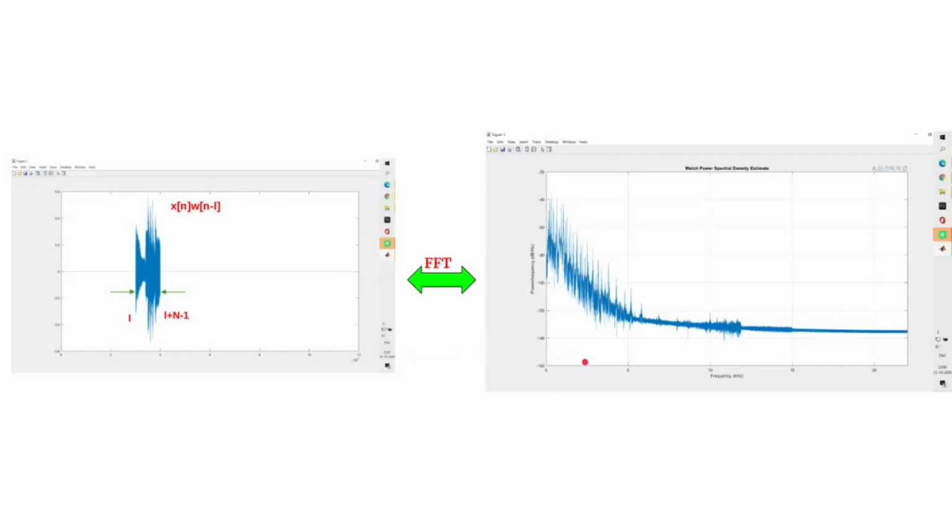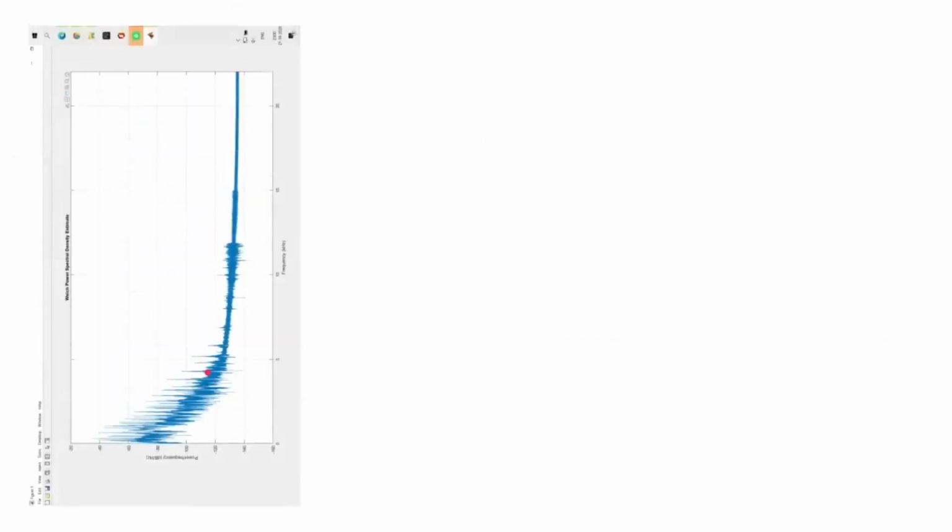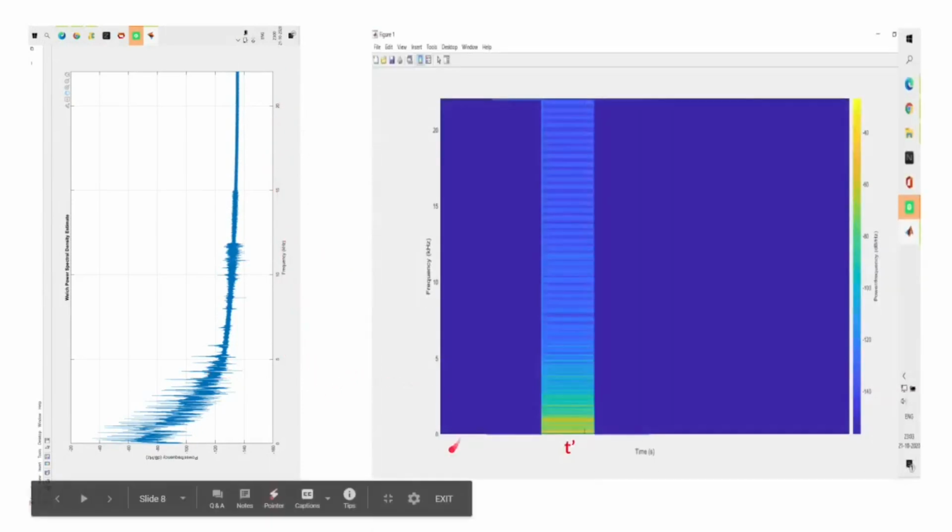Now, if we take the FFT of this signal and draw the power spectrum of it, we get this graph. Here, the frequency is along the x-axis and the power in decibels is along the y-axis. Further, we rotate the graph 90 degrees so that we get the frequency along the y-axis. From here, we get our spectrogram strip. Here, the time is along the x-axis, frequency is along the y-axis, and the power is along the z-axis, or you can say the color axis. This strip is located at time t'.